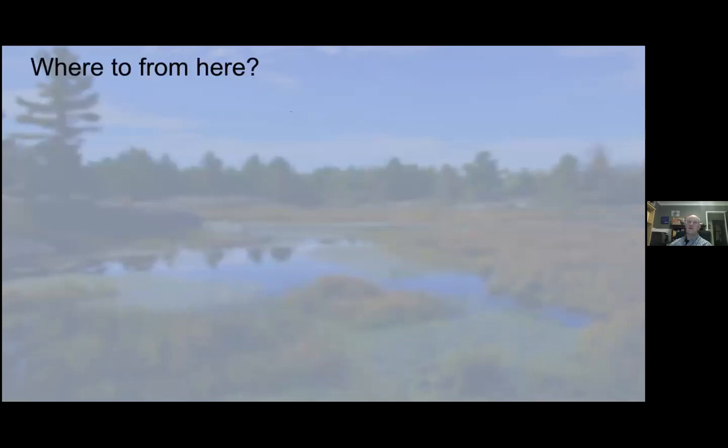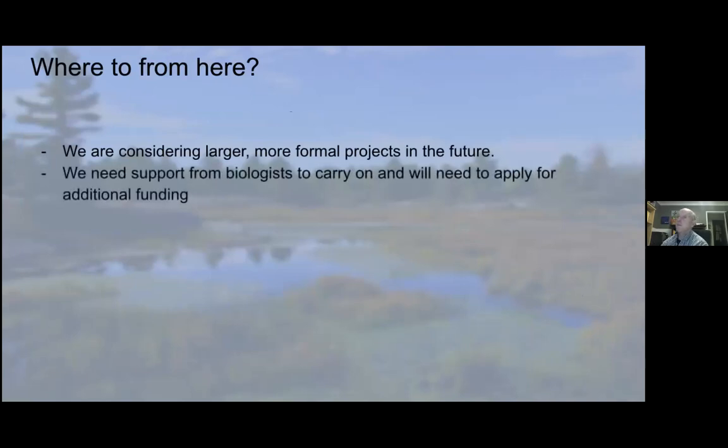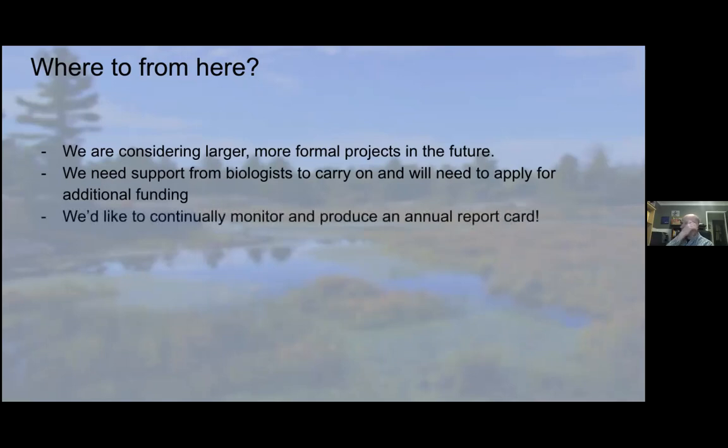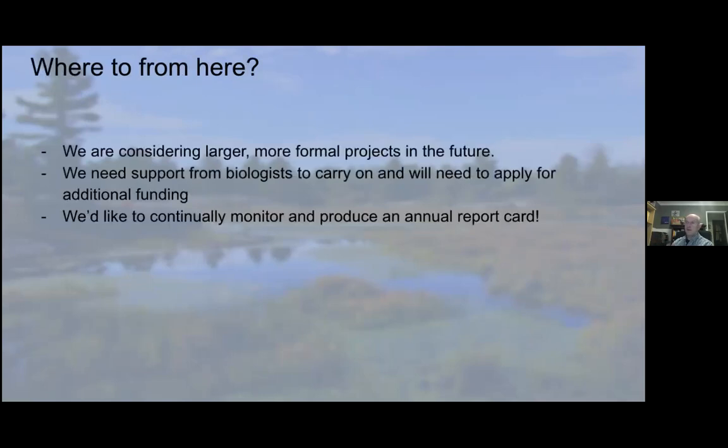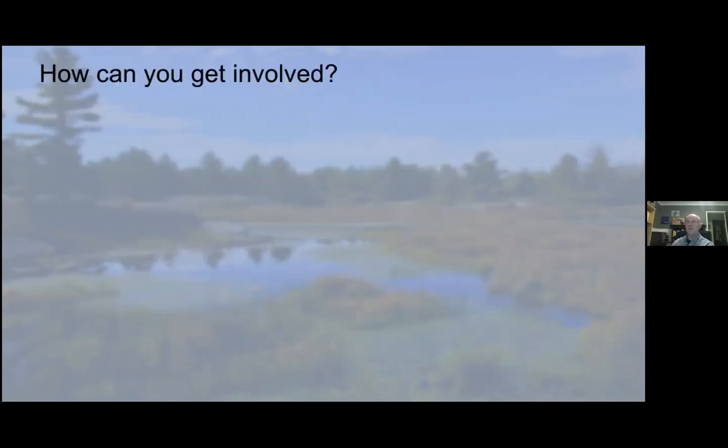So where to from here? This was a very informal pilot. It would be great to consider larger, more formal projects in the future. My report card kind of indicated something like that. We do need support from biologists to carry on and to apply for additional funding, so we're doing good science here. That report card would be really cool, monitoring ponds that have been visited by people and the remote ones, for example.